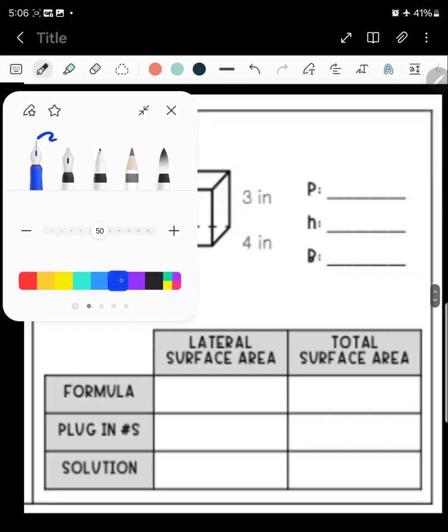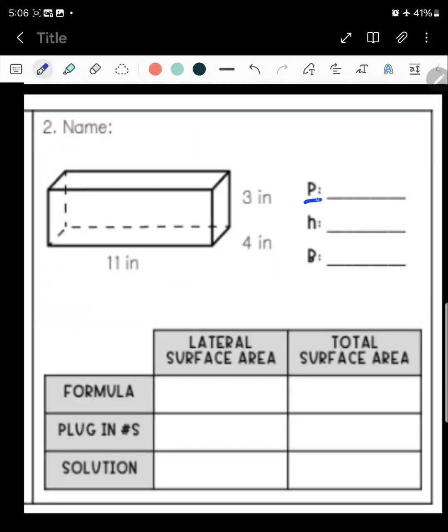And let's go ahead and trace the perimeter of the base. Remember that it's located on the base, right? So these are your bases. And I'm going to trace with the highlighter. 11 and 4. This is 11. This is 4.